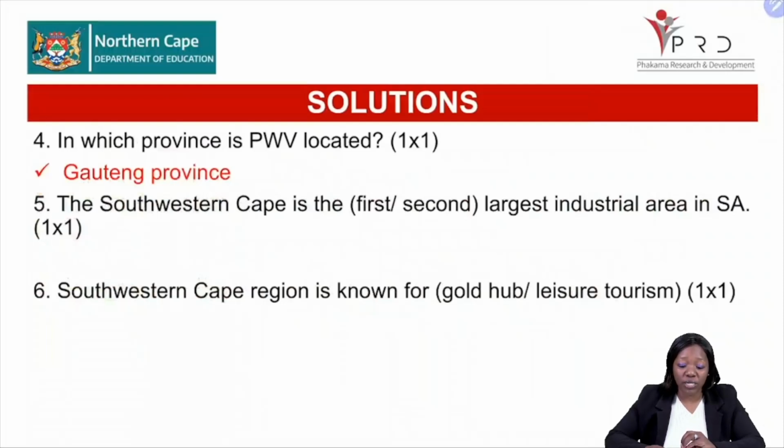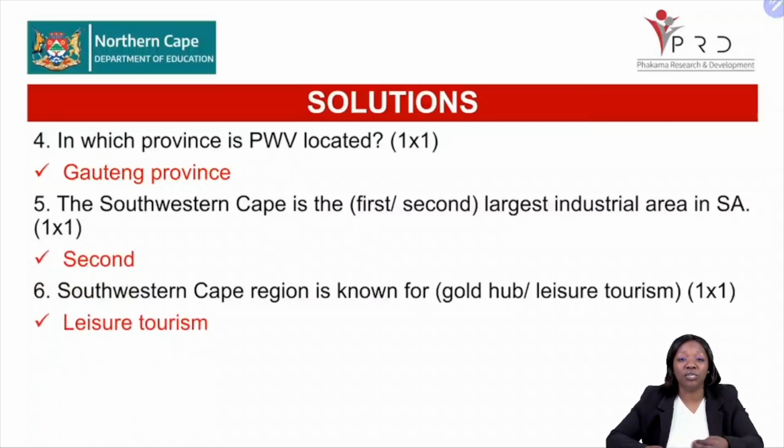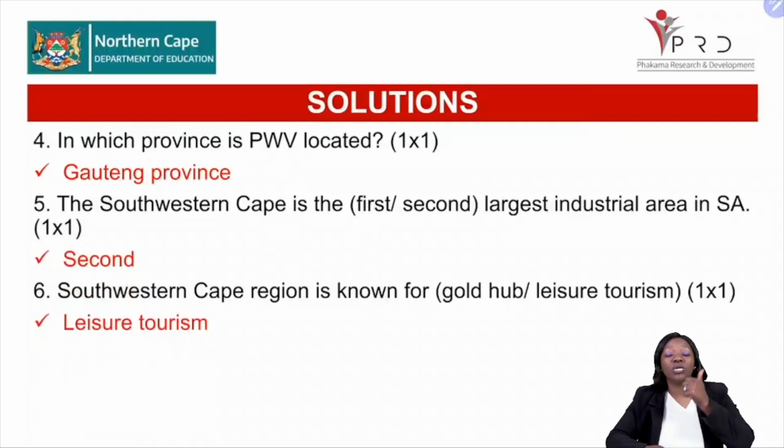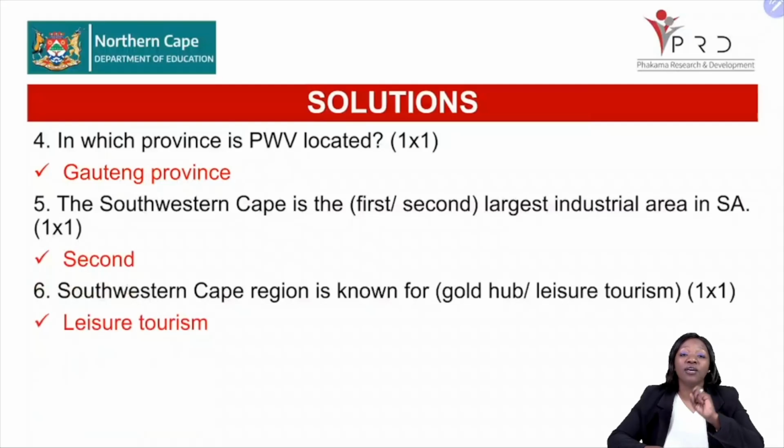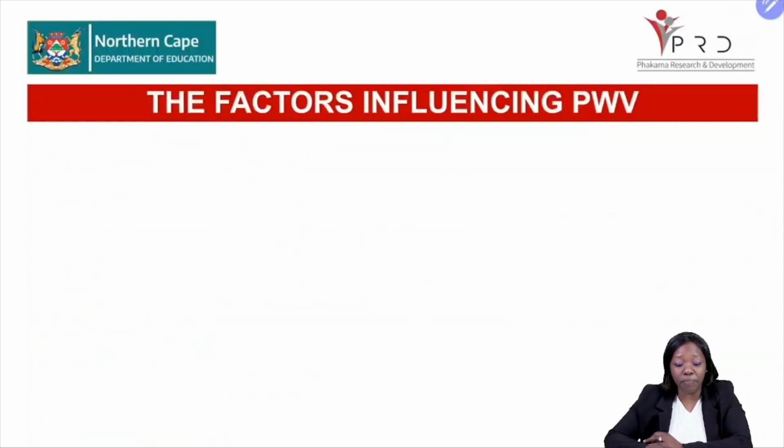Then your Southwestern Cape, it is known as the second largest, just like your Durban Pinetown, because it has a harbour. So they are all the second largest. Then your Southwestern Cape is known for its leisure tourism. Again, just like your Durban Pinetown, if you want to go for a holiday in South Africa, you think of those 2 regions. It's either Durban Pinetown or Southwestern Cape.